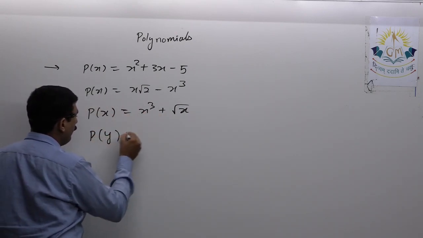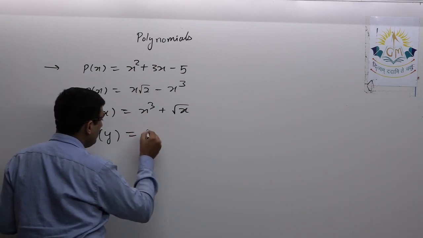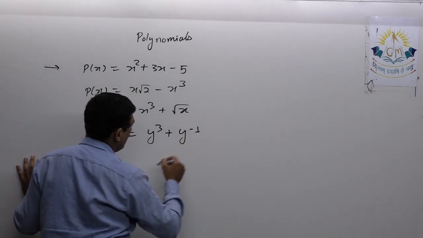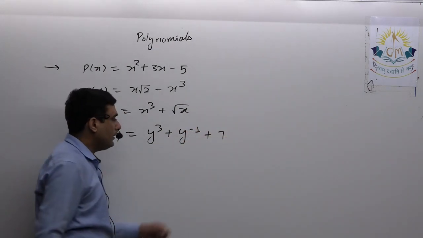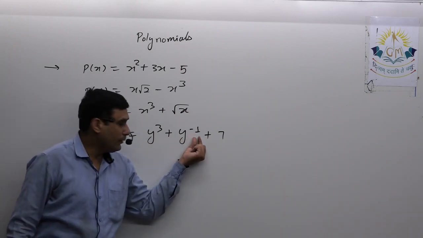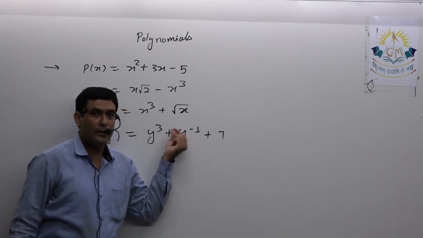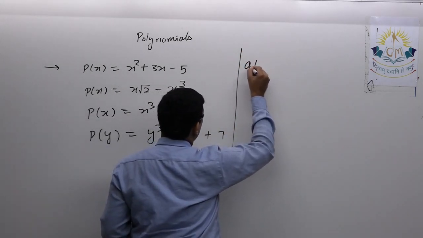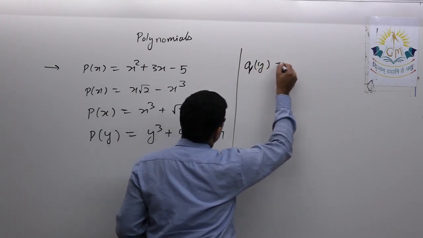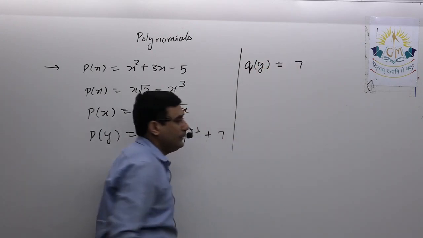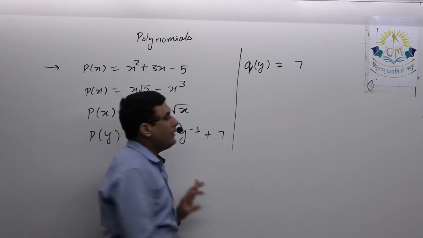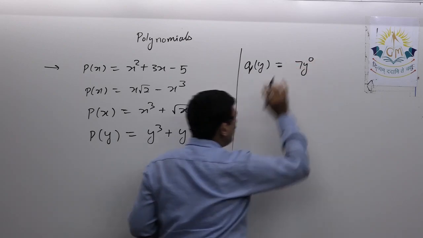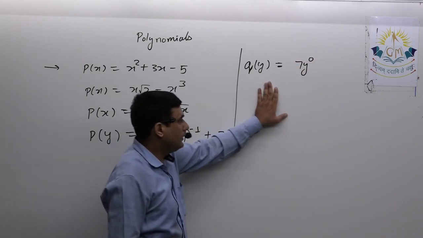Now if I write p(y) = y cube plus y raised to minus 1 plus 7, this is again not a polynomial because over here the power of the variable is not a whole number. Now if I say q(y) is equal to only 7, this is a polynomial. Why? Because here I can write 7 as 7y raised to 0, and 0 is a whole number. So this is a polynomial.